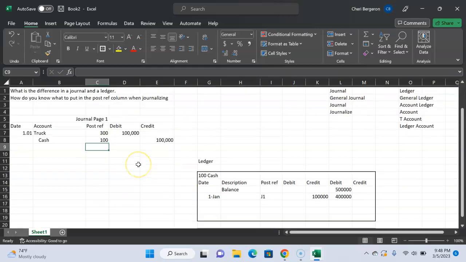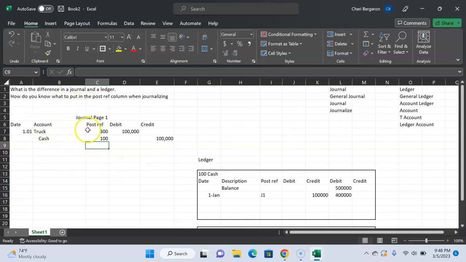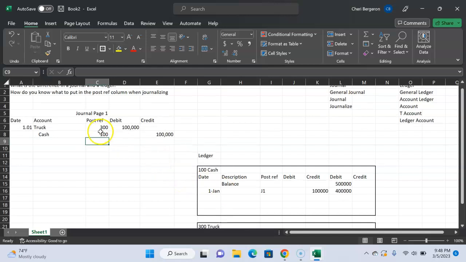Hopefully that answers the question of what is the difference between a journal and a ledger, and how do you use the post-ref columns on both the journal and the ledger.